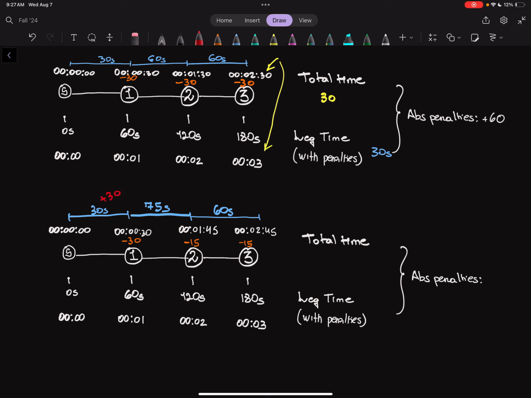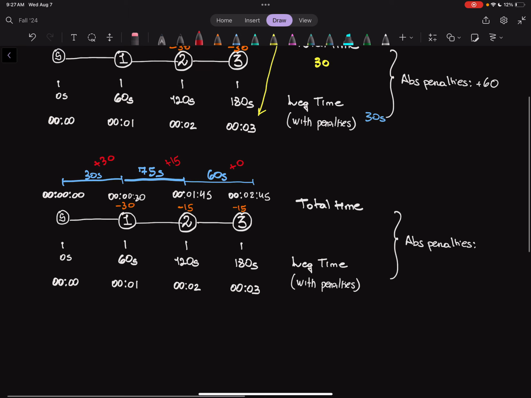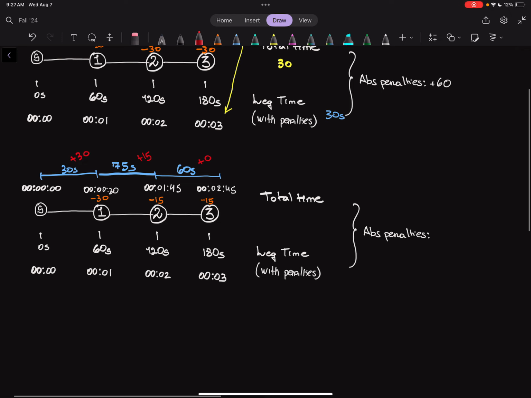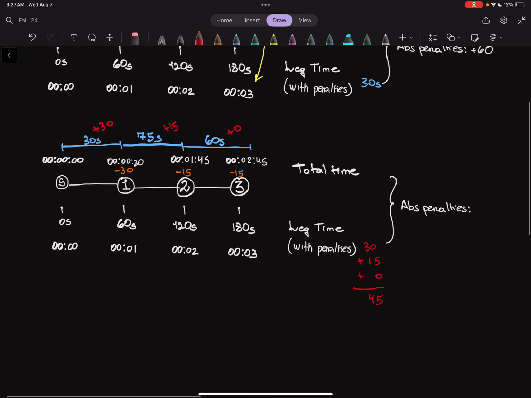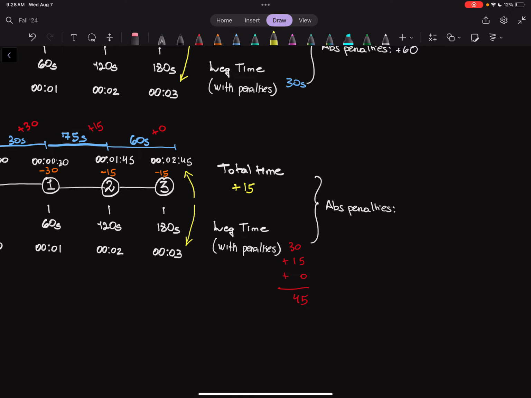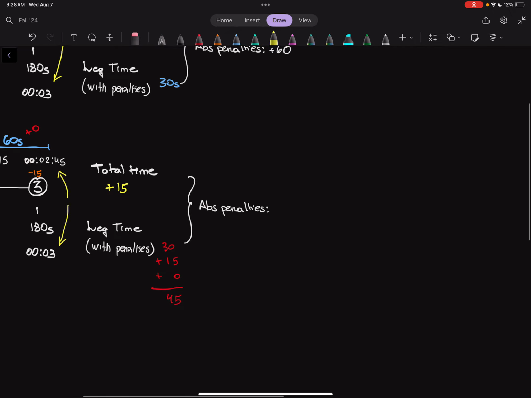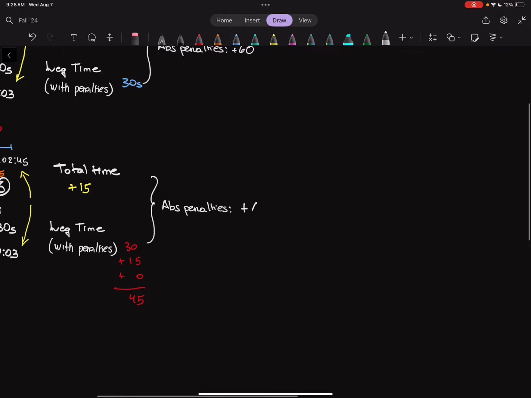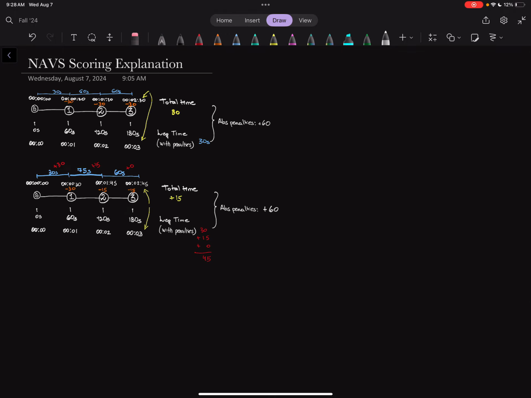So you're getting what? 30 penalty here, a 15 penalty here, a 0 penalty here. That is for your leg time. So you would get 30 plus 15 plus 0, 45. For your total time right here, you get another 15, right? Because you got to the end at 2:45 instead of 3. So overall, what are you getting? 45 plus 15. So your total absolute penalties are still 60, right?